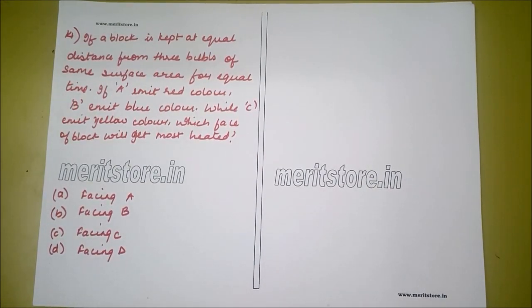If a block is kept at equal distance from three bulbs of same surface area for equal time, if A emits red color, B emits blue color, while C emits yellow color, which face of the block will get heated the most? The options given are facing A, facing B, facing C, and facing D.